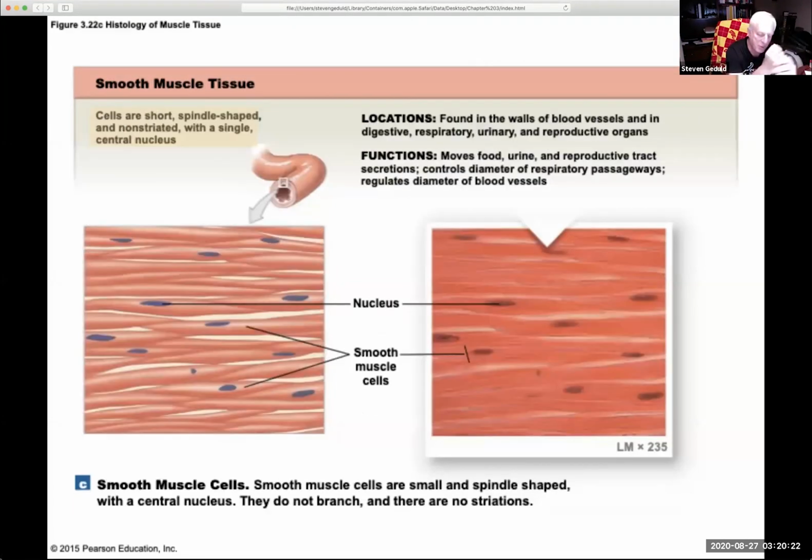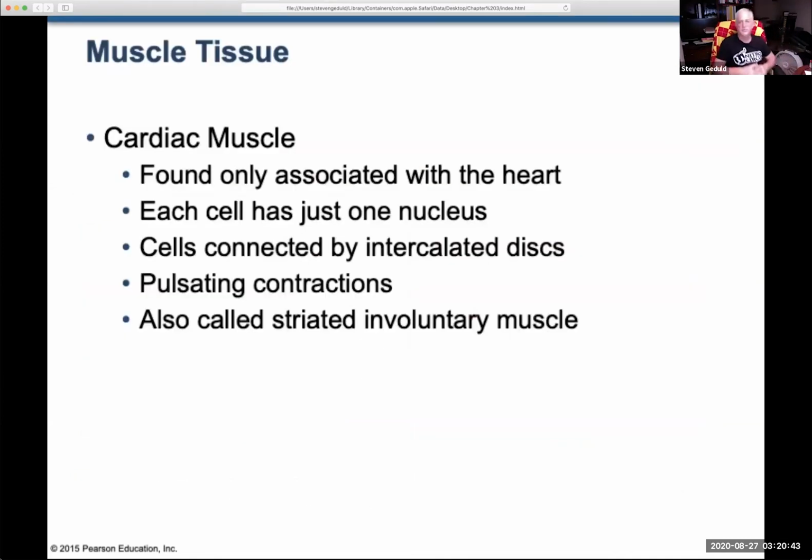Smooth muscle can regenerate. You can make more smooth cells, and there's no striations, and it is involuntary control. It moves food, urine, the reproductive tract, controls the diameter of your respiratory passages, and regulates the diameter of blood vessels. Again, things you cannot control by thinking about. Cardiac muscle. So you had smooth, and now we've got cardiac. Those are the three types.